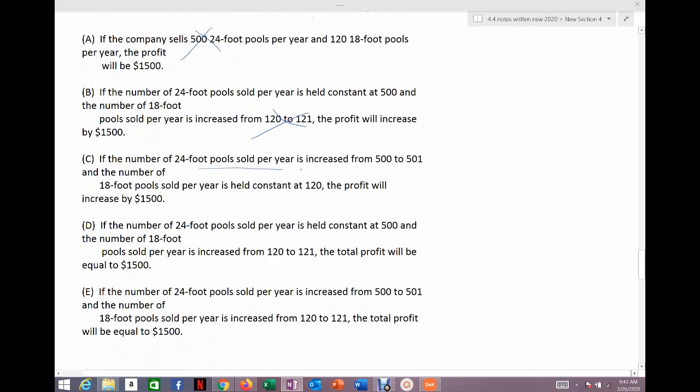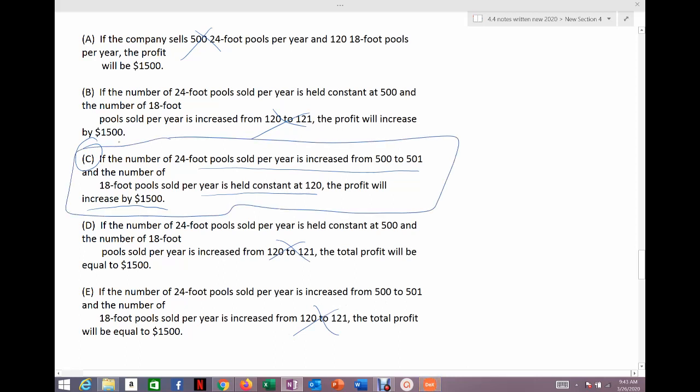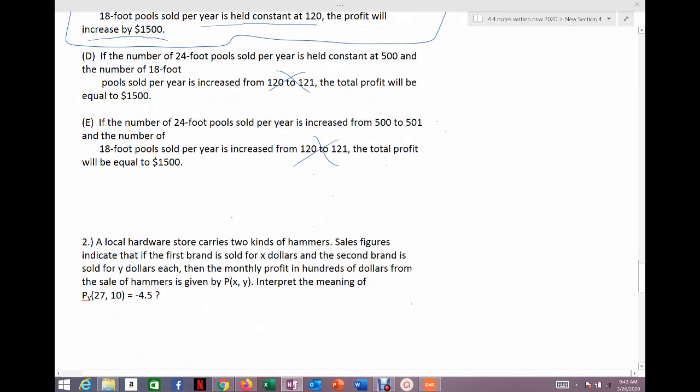Alright, that says the 24-foot pools increased by 1, 18 pools held constant, profit will increase. Alright, C looks like the winner. Again, you should check that the others fail. That fails that. All right, so C would be the one we'd select. That's the best choice.